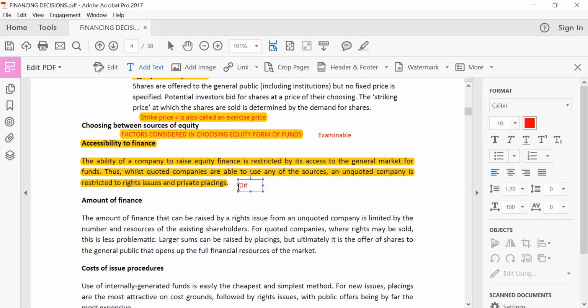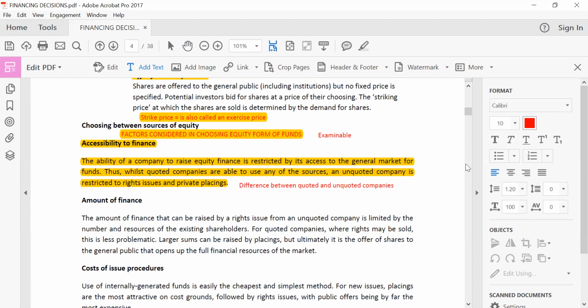So over here, though the point is talking about accessibility, the explanation is giving students an alert that there's a difference between quoted companies and unquoted companies. So let me indicate that here. A difference between quoted and unquoted companies. Quoted and unquoted companies, right?